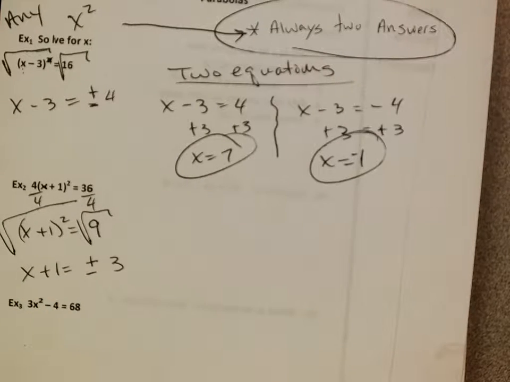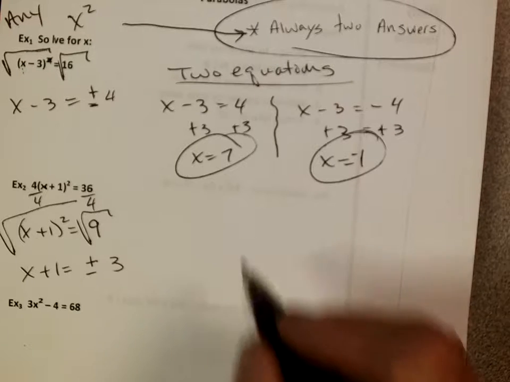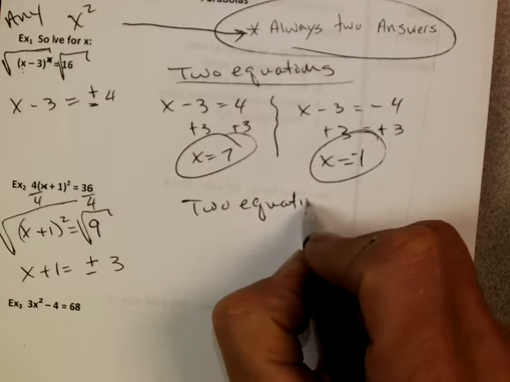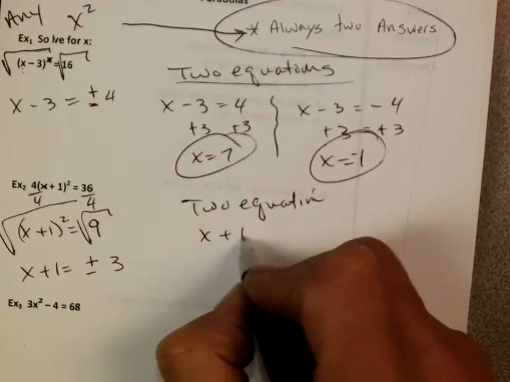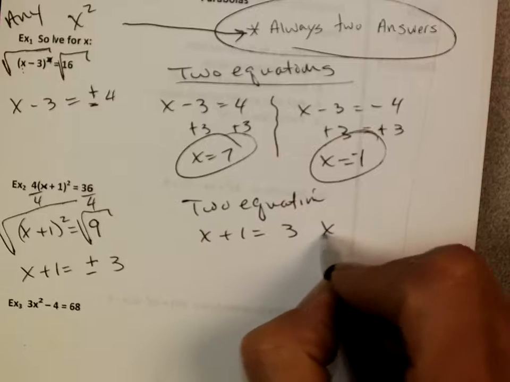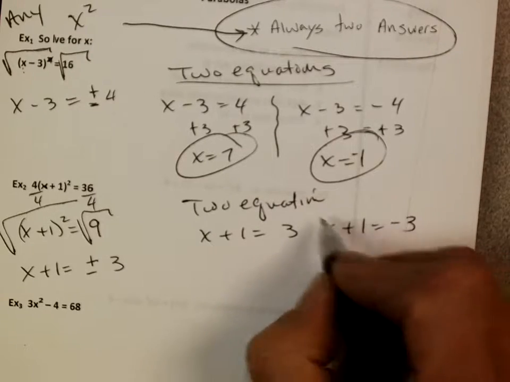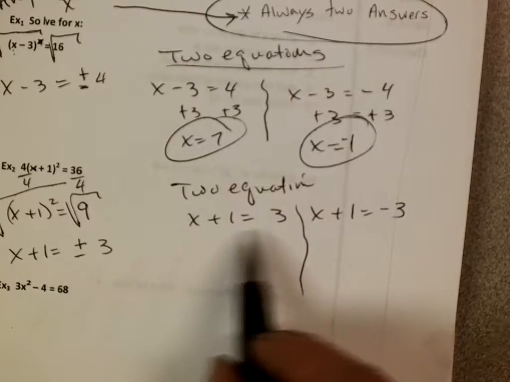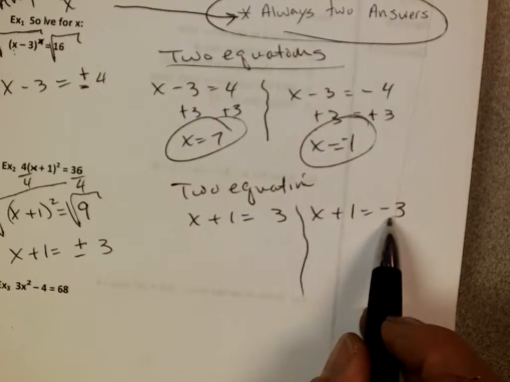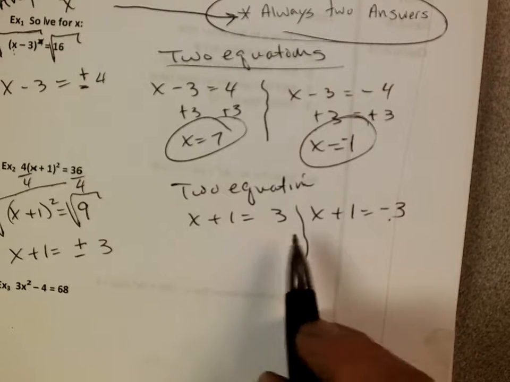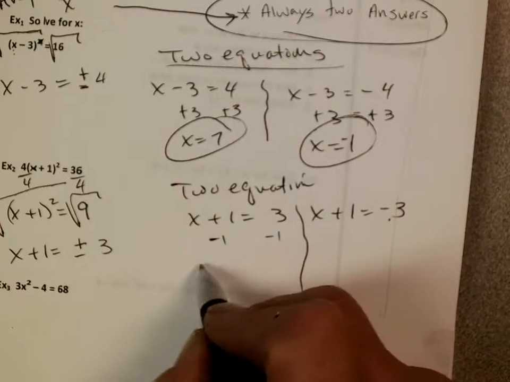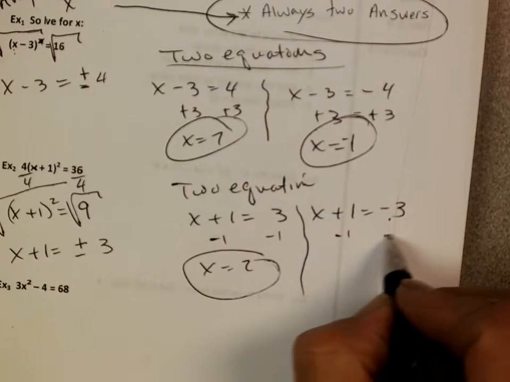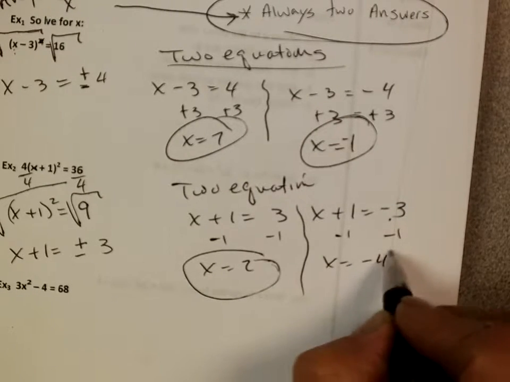So if I need two answers, I better have two equations. So my two equations are going to be x plus 1 equals 3. And an x plus 1 equals a negative 3, right? And then I'm just going to solve, right? But you got the plus or minus. You have the positive 3 and you have the negative 3. So you have to have both, the positive 3 and the negative 3. Minus 1, minus 1. First answer is x equals 2. Minus 1, minus 1. x equals negative 4. Okay, that's the second answer, okay?